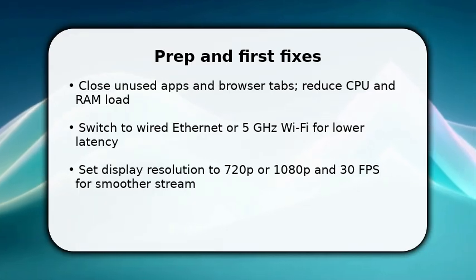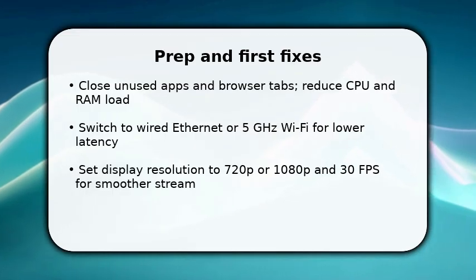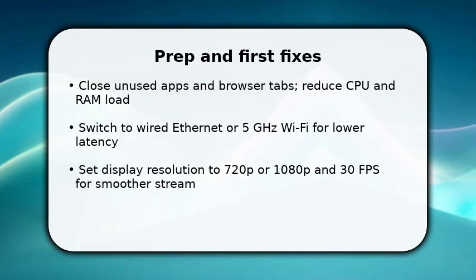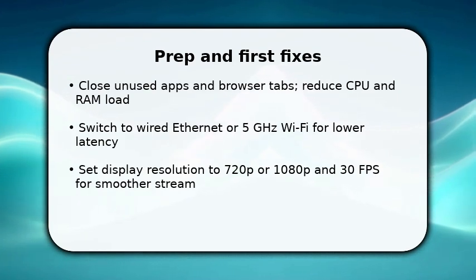Next, lower your capture resolution to 720p or 1080p and set 30 frames per second to reduce encoding demand. These steps directly reduce processing latency and network jitter, so you'll see frame timings stabilize before moving to encoder settings.